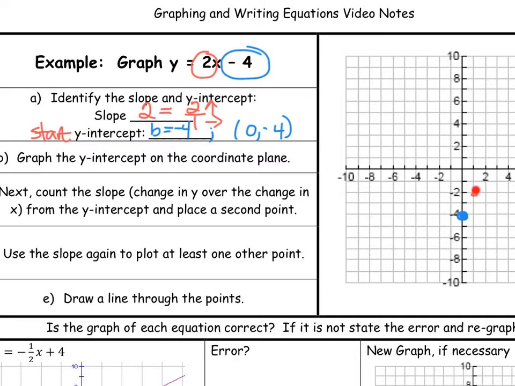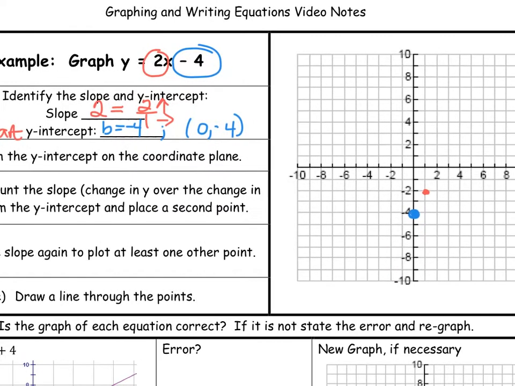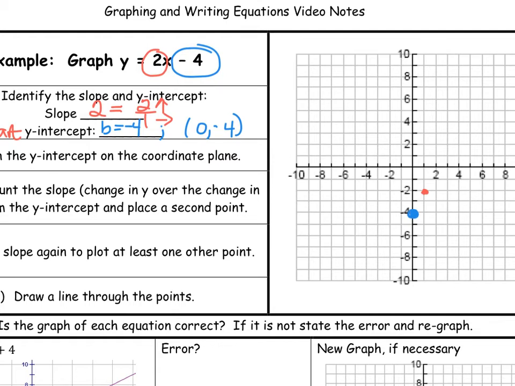And we're going to do that up 2 and over 1, up 2 and over 1, until we run out of graph. We can also go in the opposite direction. We can go down 2 and to the left 1, down 2 and to the left 1, and fill up the graph with all those points. So up 2 and over 1, and the opposite direction down 2 and to the left 1.